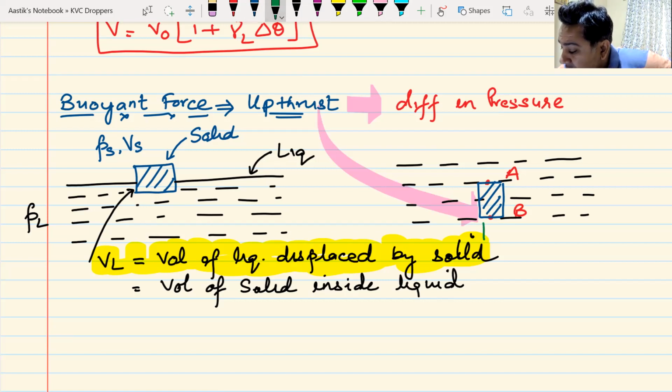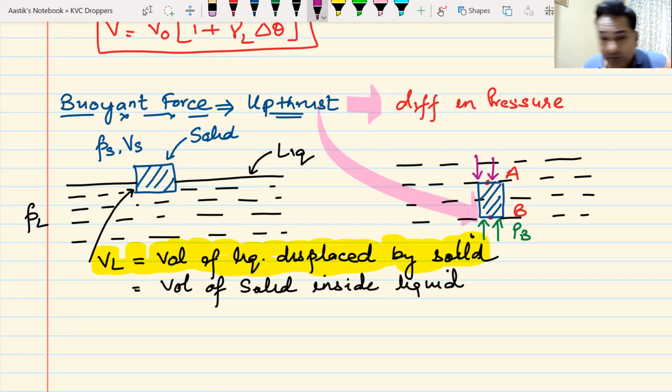Because of the liquid pressure PB, it will be exerting a force in the upward direction. But at the same time, because of pressure PA, it will be exerting a force in the downward direction. Which force is going to be more? Let us assume that both the areas are the same. I'm not going to make it very complicated. The force due to pressure at point B will be more, and that is the simple reason why this solid body will experience a force in the upward direction. Am I clear?